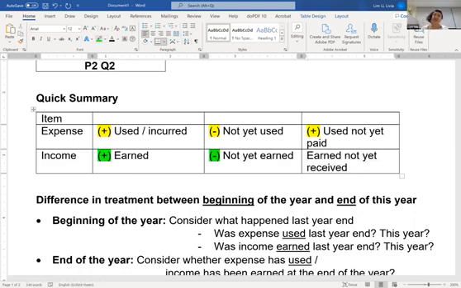Finally, what if I've earned it but I haven't received the money? The key point is, have you earned it? Have you done the work? If the answer is yes, you have done it, then you should record it as an earned income.